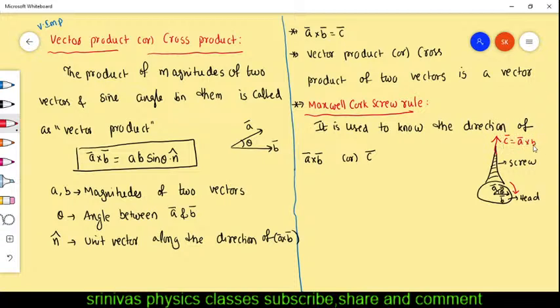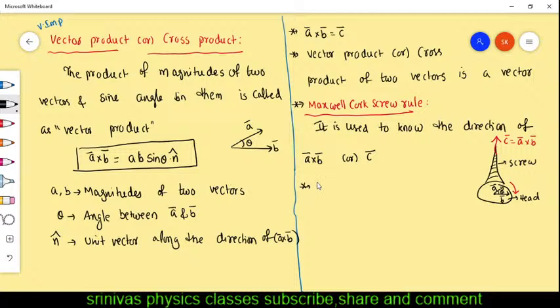Then the screw advances in a certain direction. That direction shows the direction of the cross product of two vectors. I will explain, right? You listen here.